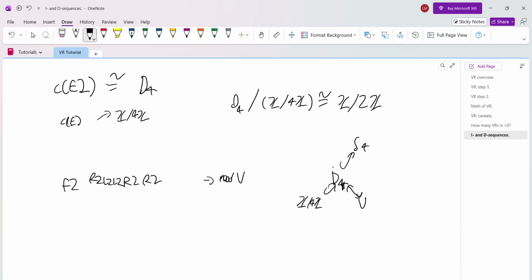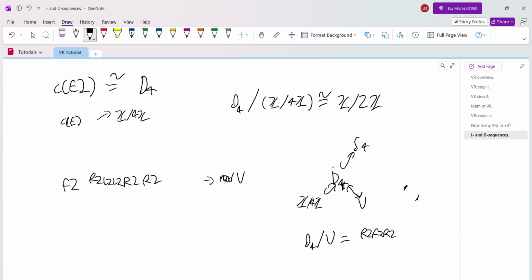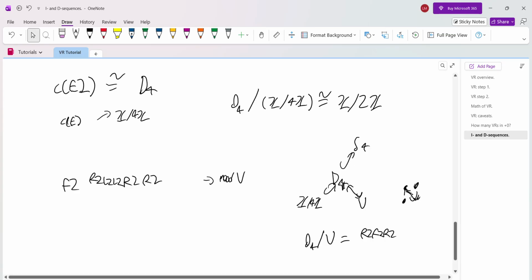So if this is not 0, then that will not work. Or like if it's not 0, okay. I guess I should really compute D4 mod V, and D4 mod V just happens to be R2, F2, R2, which is just this diagonal swap. Okay, so basically we just need to check that this is not equal to 0 or to a single diagonal swap.